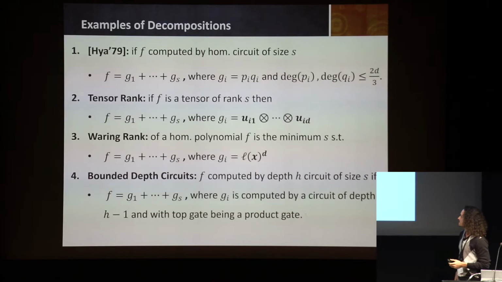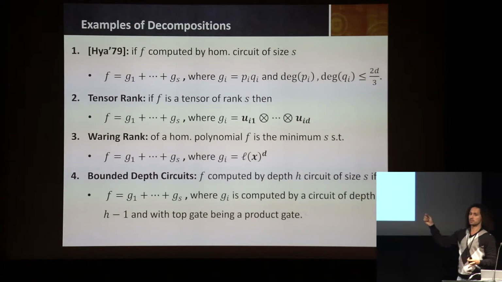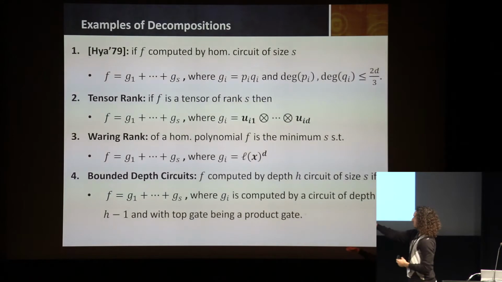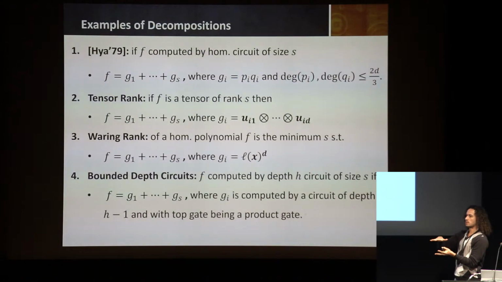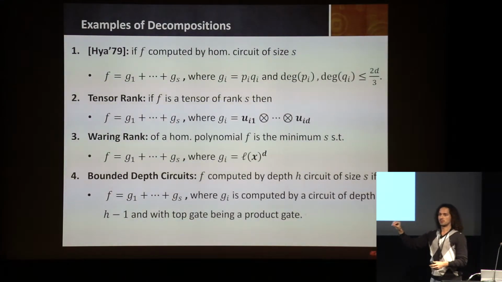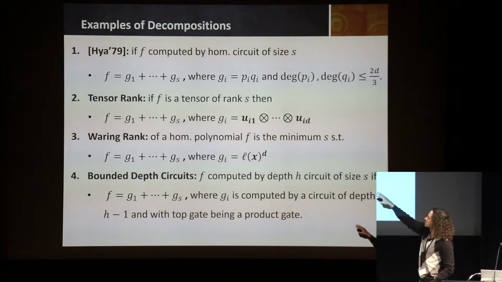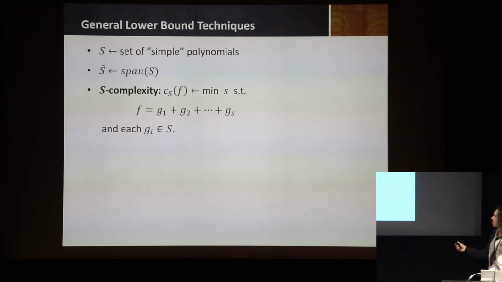So far, so good. For all the bounded depth circuits for which I showed you lower bounds, the decomposition is this. If f is computed by some depth h circuit of size s, then you can write f as a sum of polynomials gi, where each gi is computed by a depth h minus 1 circuit with a product gate on top. So it's a product of many other polynomials of depth h minus 2. So these are some decompositions. I'm just going to talk mainly about tensor rank and Waring rank, so you just need to pay attention to those two.